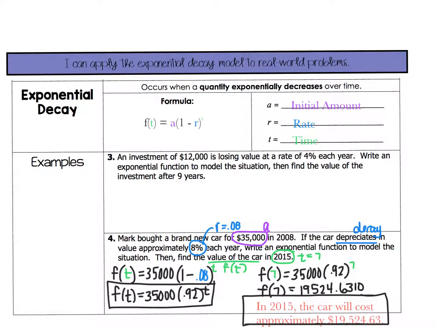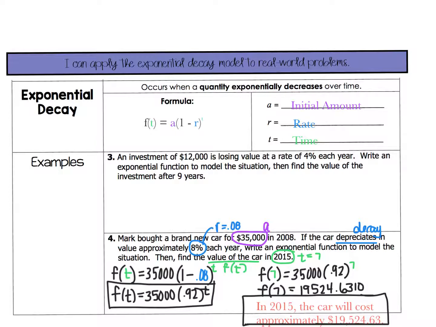All right, so for number 4, hopefully you were able to get the 2 parts. This would be your function, f of t equals 35,000 times 0.92 to the t, because it's decay, so this is less than 100%. And we were able to predict that in 2015, the car will cost approximately $19,524.63. If you got that, you can go ahead and move on to our compound interest problems. If not, I'll explain that now.